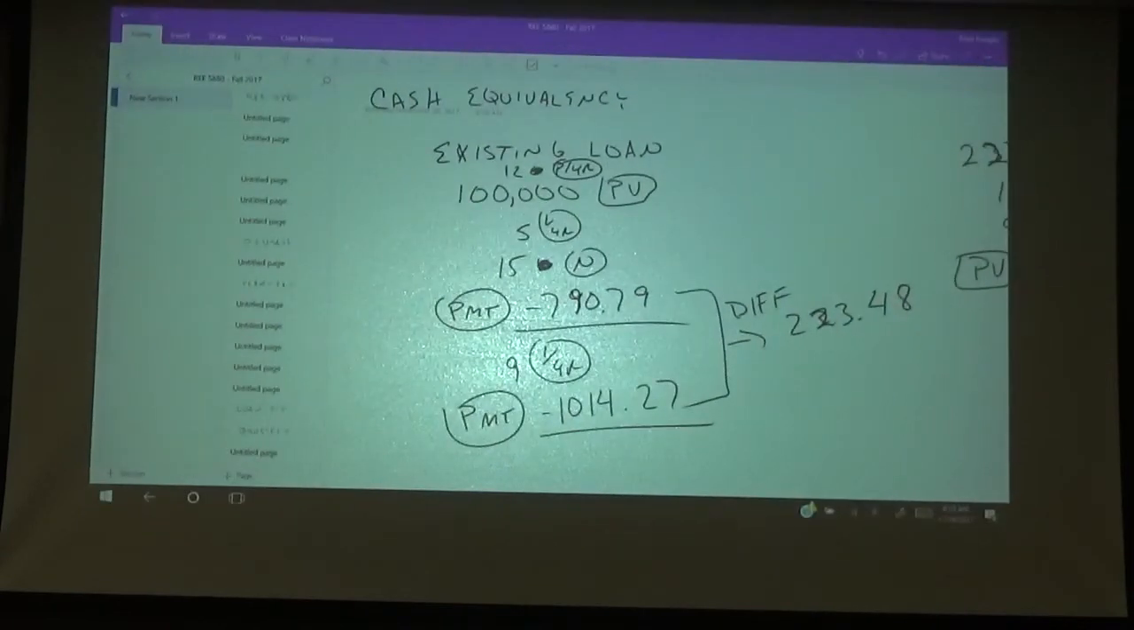How would you word this question, Dr. Forty? You have an existing loan at a 5% interest rate, and the prevailing interest rate is 9%. What is the cash equivalent value of the existing loan? Okay.